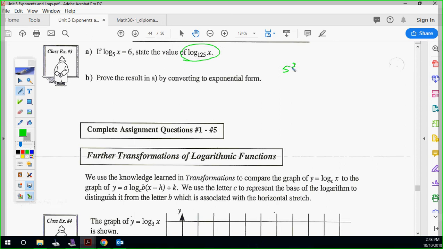So then you do know that in order to get log 125 of x, 1/3 of this is going to get me that, right? 1/3 of this gets me that. Well, we know what that value is. What is this value? 6. So then 1/3 of 6, like Jake said, is 2. So 2 is the answer there.